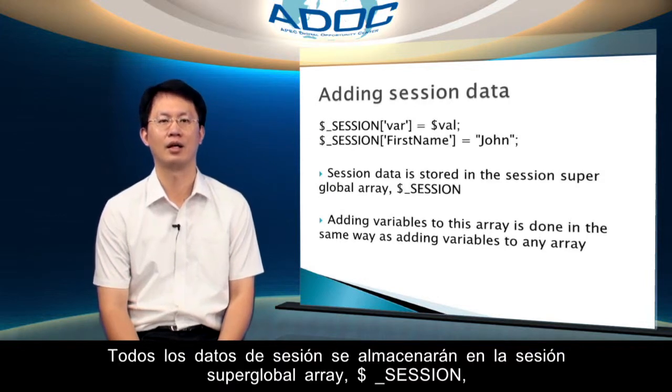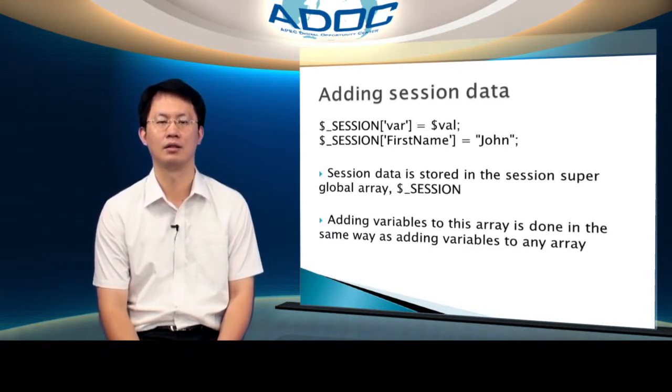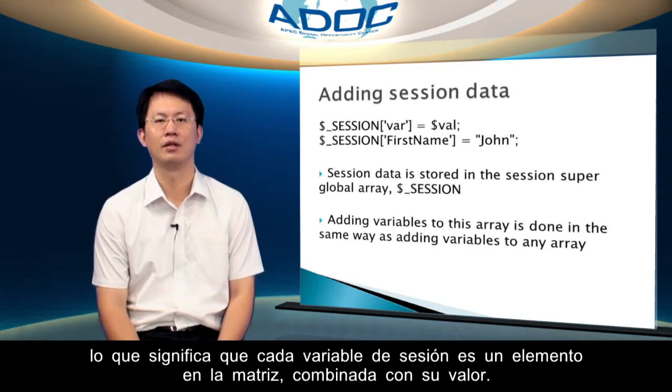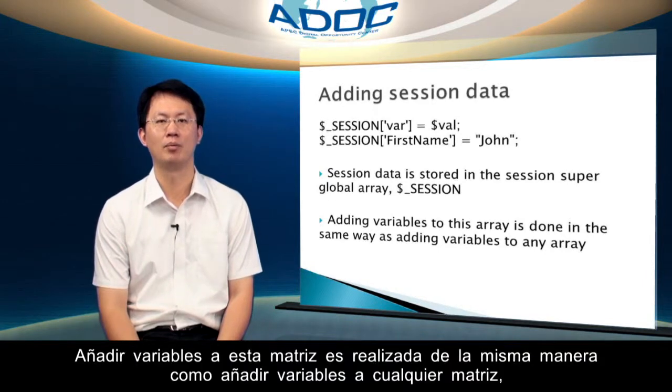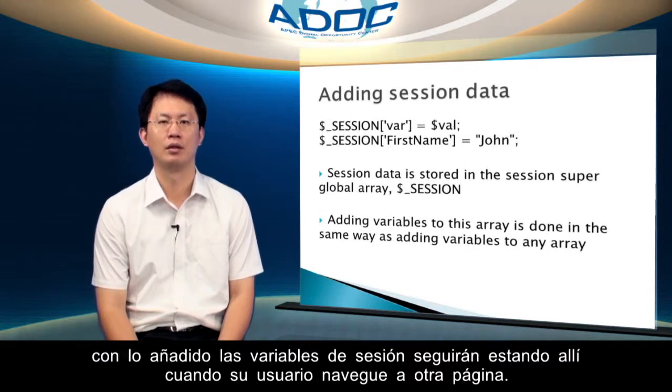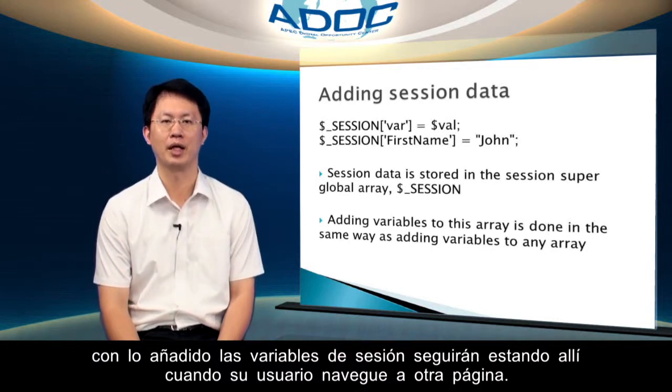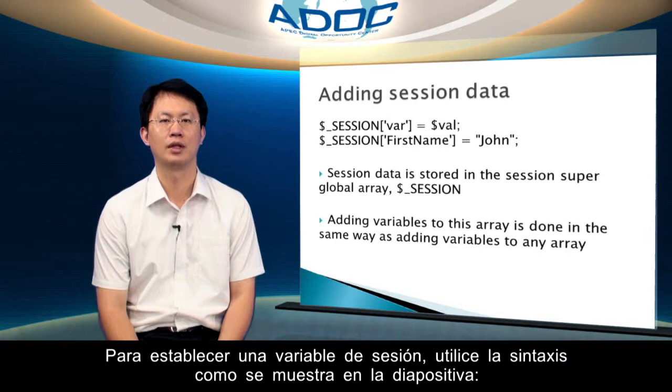And all your session data is stored in the session superglobal array $_SESSION, which means that each session variable is one element in an array, combined with its value. Adding variables to this array is done in the same way as adding variables to any array, with the bonus that the session variables will still be there when your user browses to another page. To set the session variables, use syntax like that shown in the slide.